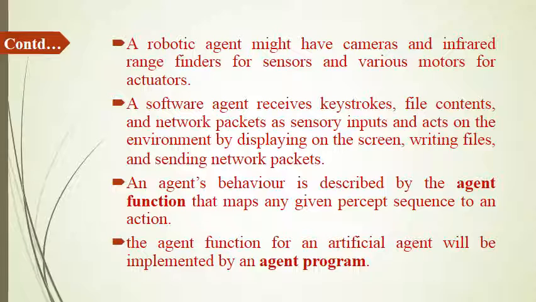A robotic agent might have cameras. If you take a robot as an agent, it might have cameras and infrared range finders for sensors and various motors for actuators. So with the help of cameras we can receive input data, and with the help of motors we can perform certain tasks or actions.